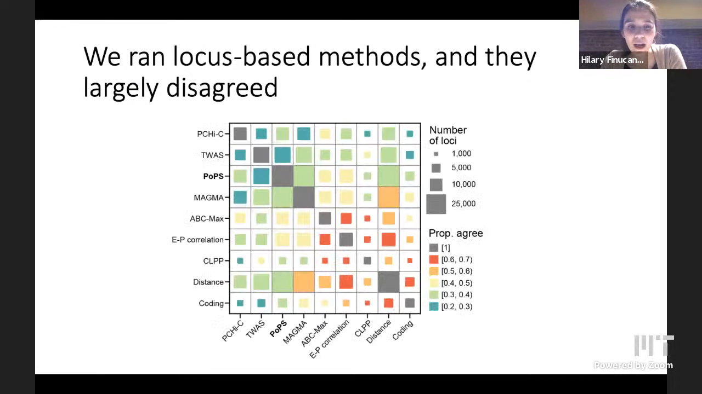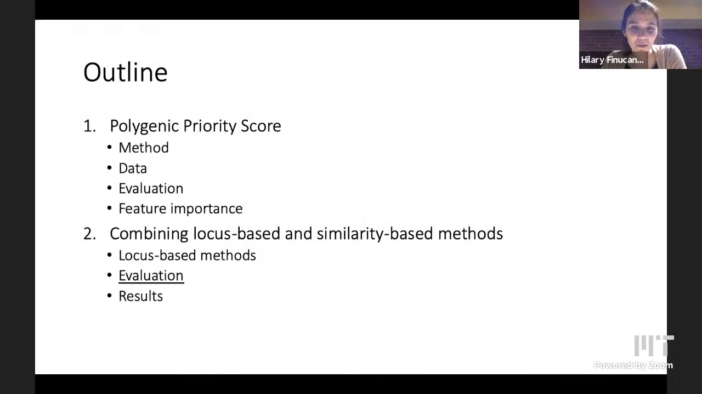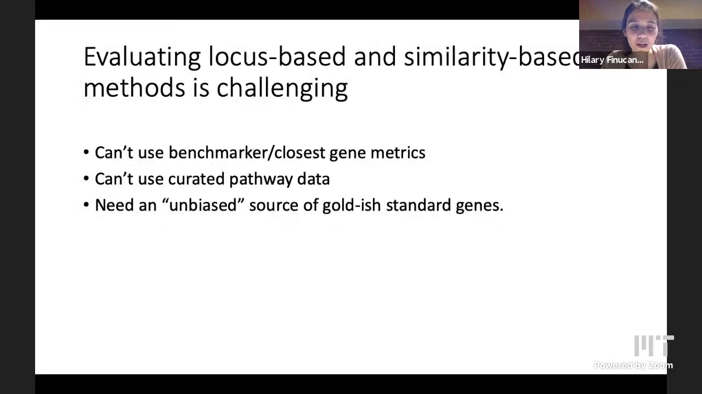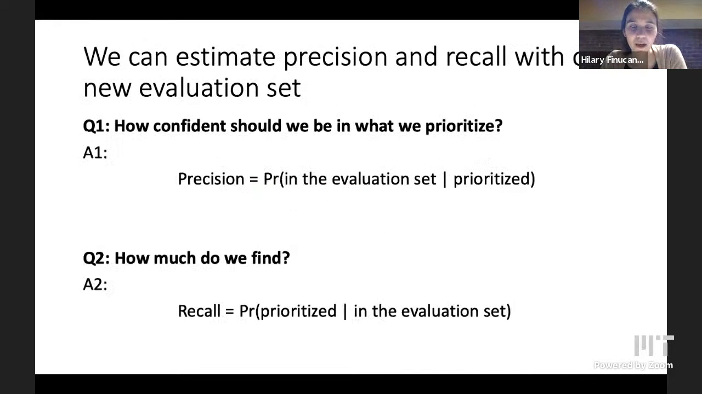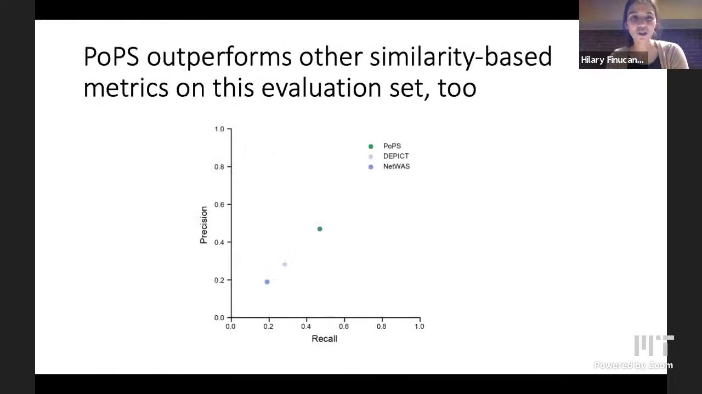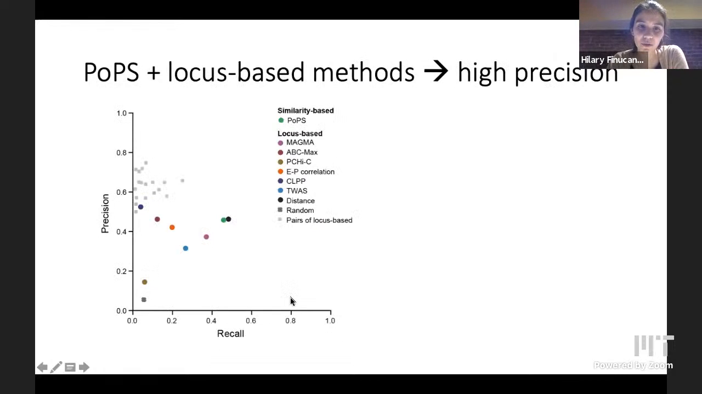So the locus-based methods largely disagree with each other. And I think that may be right. And so in order to benchmark them, we used a novel set of gold standard genes that allowed us to evaluate both the precision and the recall of locus-based and similarity-based methods simultaneously. And so using this new way of benchmarking, we rechecked that POPS is outperforming DEPICT and GWAS both according to precision and according to recall. And then we could compare all of these different methods.